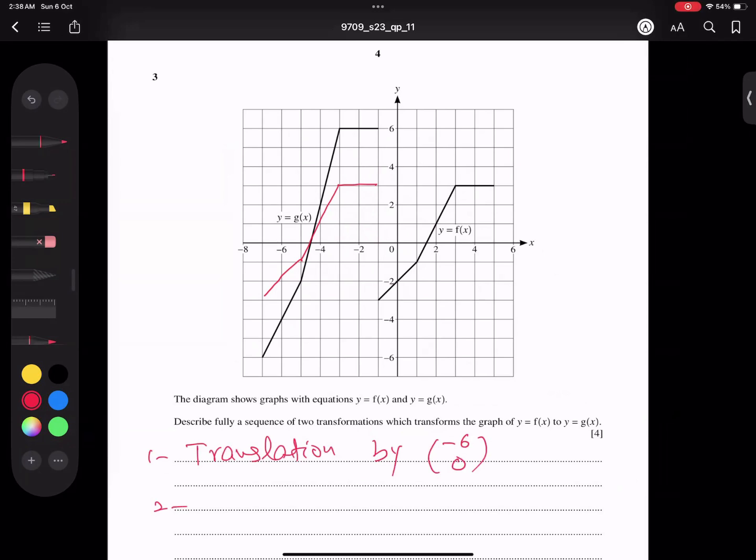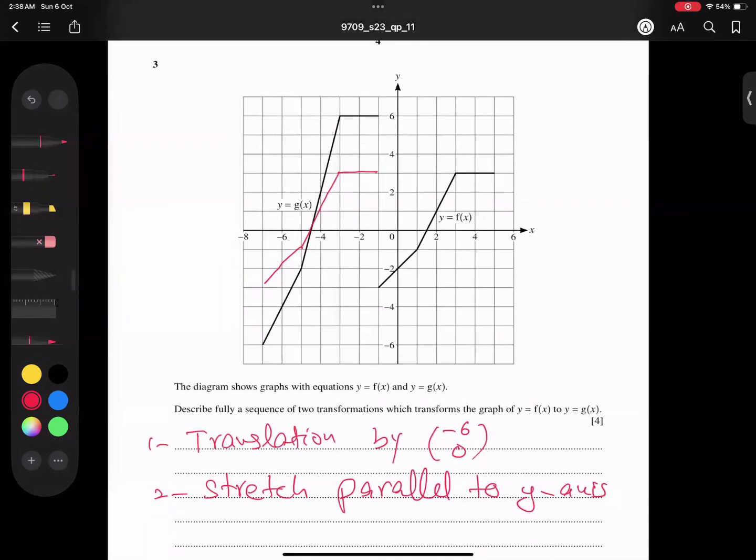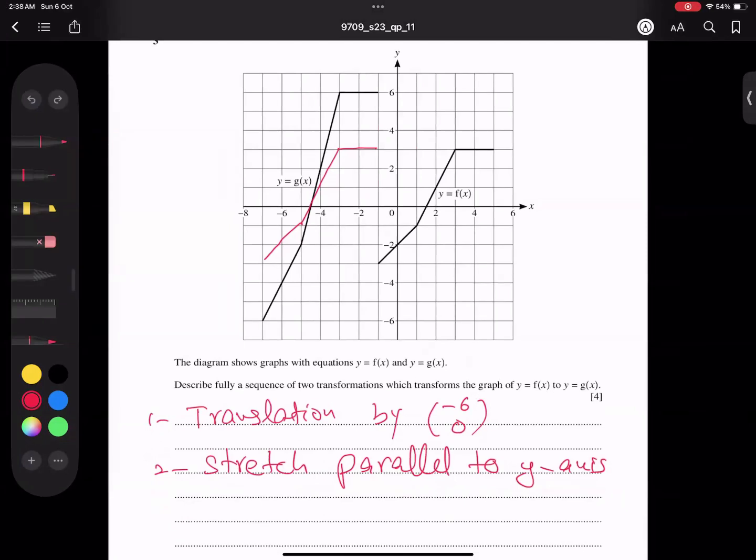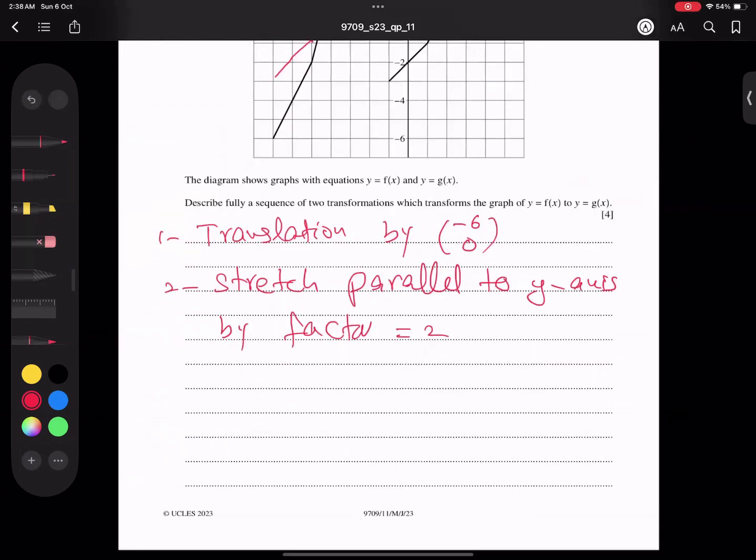And then what is this? Now the stretch. How much stretch? Check, please. Is it 3 boxes? This is 6. So 6 by 3 is 2. Check this one. What is this? 3 boxes is 6. 6 by 3 is 2. So a stretch parallel to the y-axis, because the x values are not changing. Stretch by factor 6 by 3, it becomes 2. So I think the idea is very clear, and the question is completely over.